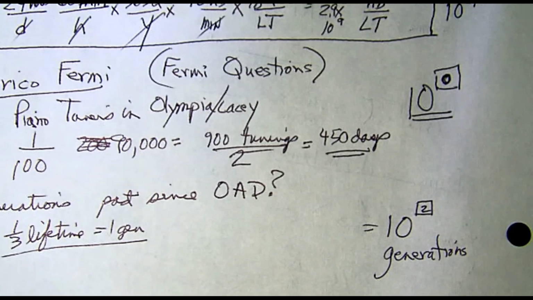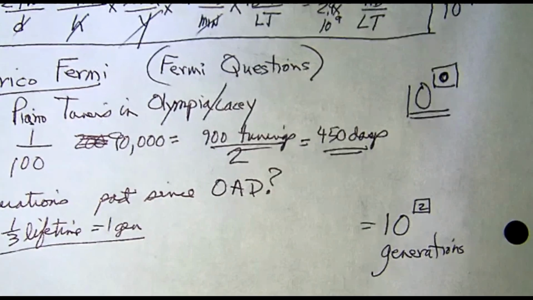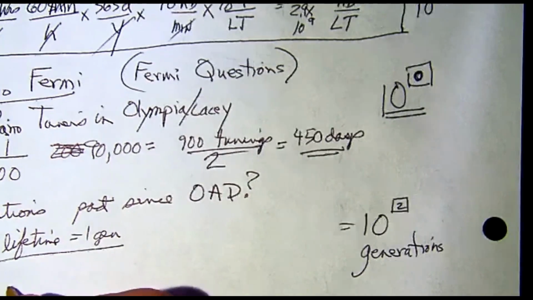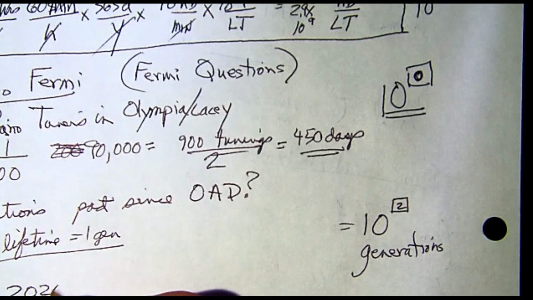All right, it's about 10 to the 2. Go ahead and finish your calculation if you've started it. So here's how we do it. This is our last calculation for the day, boys and girls. You ready? We're at the year 2020.